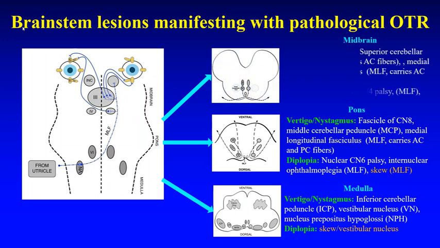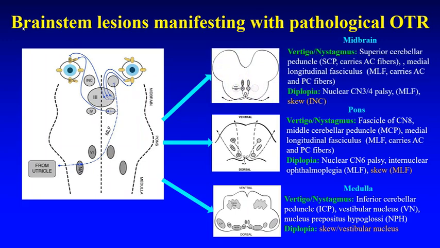At the level of the midbrain, vertigo and nystagmus occur because of the involvement of the superior cerebellar peduncle (SCP), which carries the anterior canal fibers, and the medial longitudinal fasciculus, which carries the anterior canal and posterior canal fibers. The diplopia results from the involvement of cranial nerve 3 or cranial nerve 4 palsy. MLF involvement results in skew, and that also results from the involvement of the interstitial nucleus of Cajal.